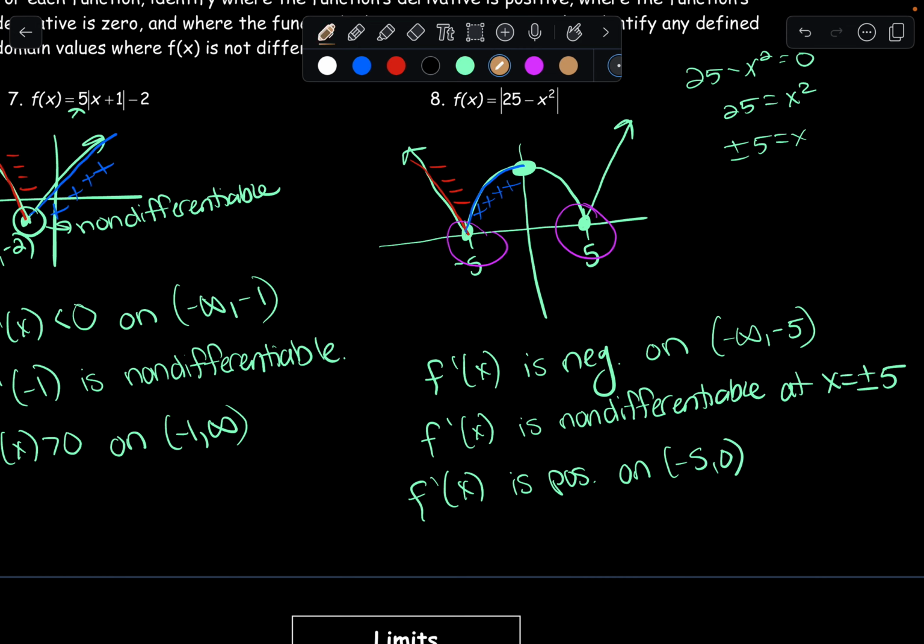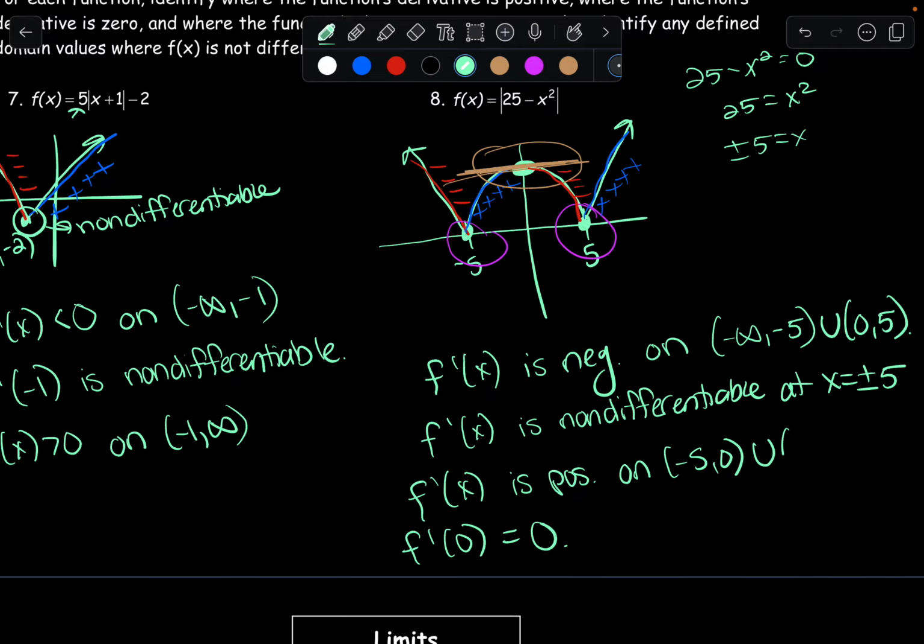And then at 0, the slope of the tangent line is going to be 0. So we can say f prime of 0 is equal to 0. After the maximum, we are decreasing. Therefore, the slope is negative. So we can add a union to our first statement, union 0 to 5. And then after the non-differentiable point at x equals 5, the function is increasing. And it's increasing from 5 to infinity, so we can add that to our positive statement.